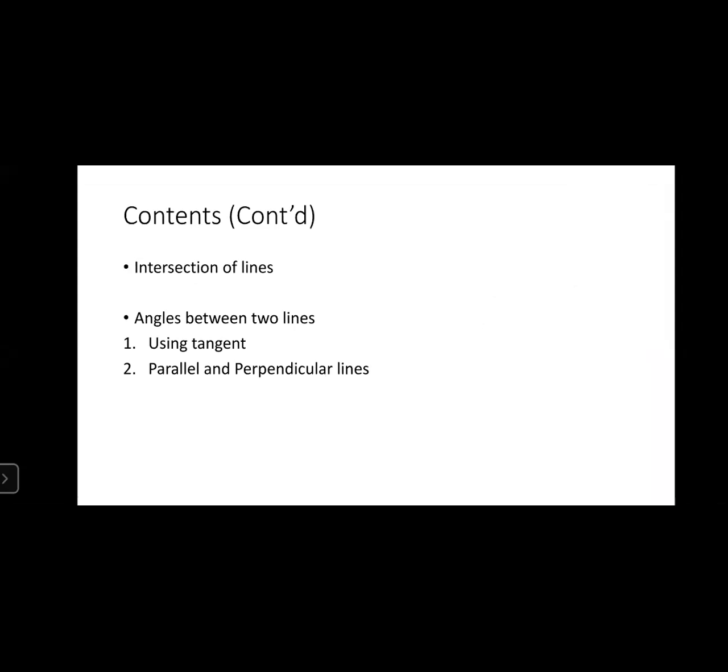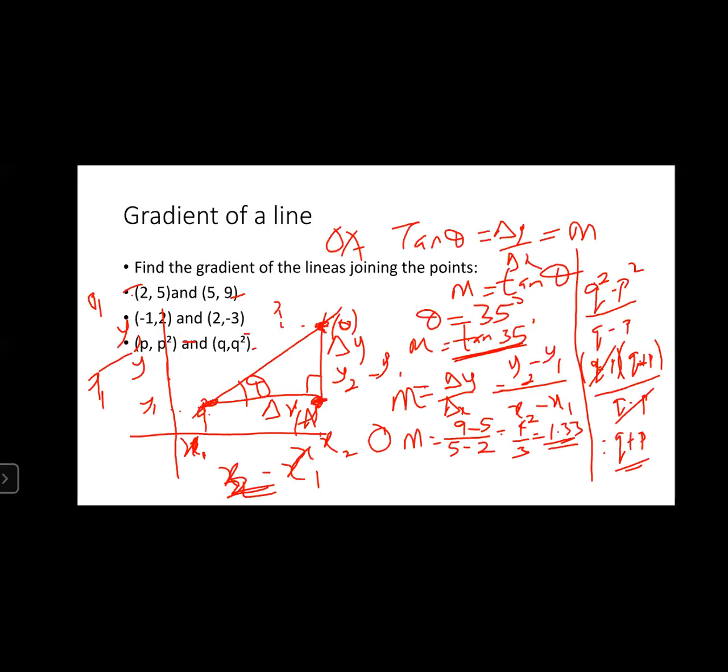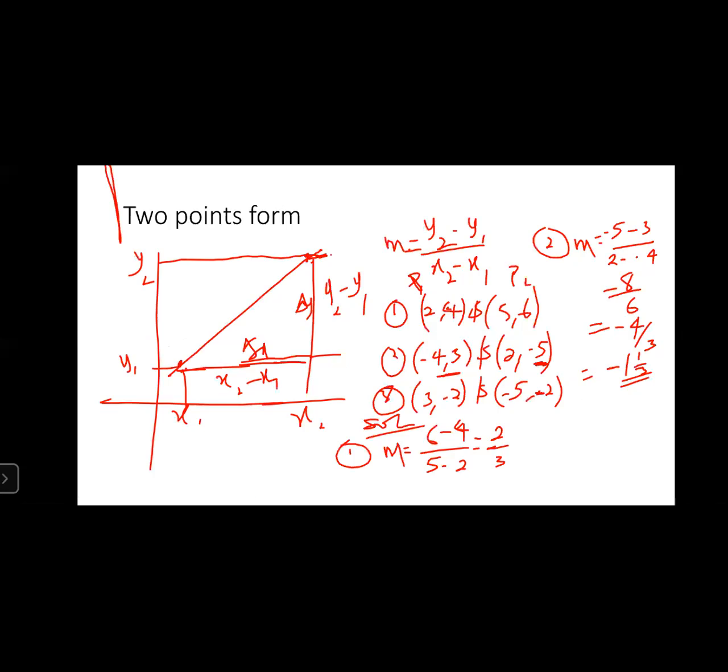So for today, we want to look at the intersection of lines. When two lines intersect, what do we see there? Then we also want to look at angles between two lines. What happens in the angle between two lines if you use tangent? Then we narrow it down to what happens with parallel lines and perpendicular lines. So that's what we want to look at. These are some of the things that we did last week. I want to believe that there's no problem.